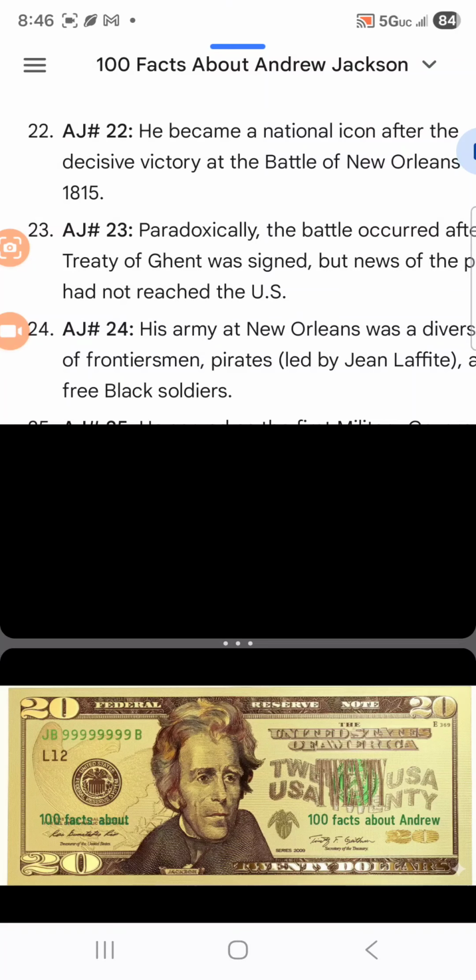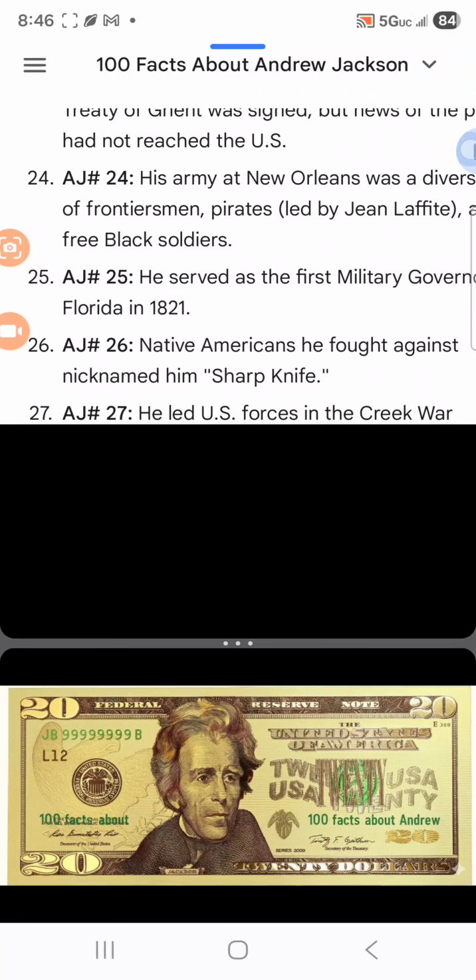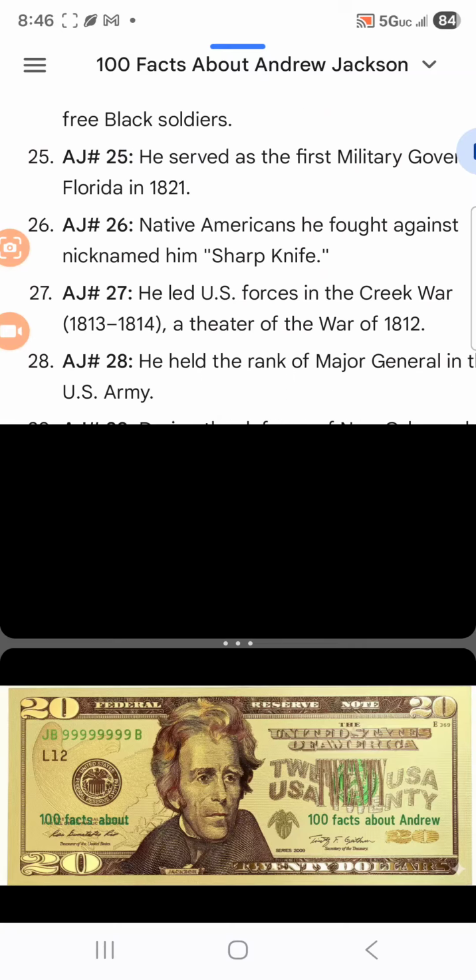AJ number 24. His army at New Orleans was a diverse mix of frontiersmen, pirates, led by Jean Lafitte, and free black soldiers. Which was sad because he owned so many slaves and killed so many Native Americans. AJ number 25. He served as the first military governor of Florida in 1821.